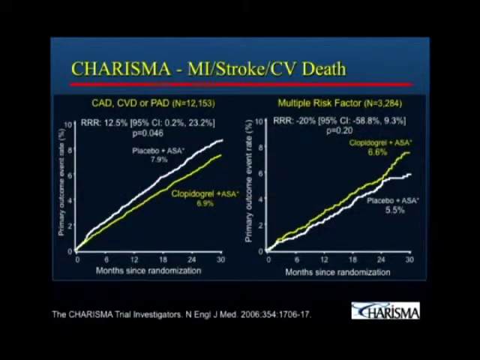How about the CHARISMA trial? This is a different population. It wasn't the ACS population. Again, it's a high-risk population, very similar to the CAPRIE trial, in that the patients had known CAD, CVD, or PAD, and roughly 12,000 in that group did have a significant reduction, again with combination therapy. So aspirin versus the combination of aspirin and Clopidogrel, and it did achieve statistical significance. However, if you just teased out the people with only risk factors but no known disease, they did not show the same benefit. So combination therapy is really restricted to people who have known documented disease.